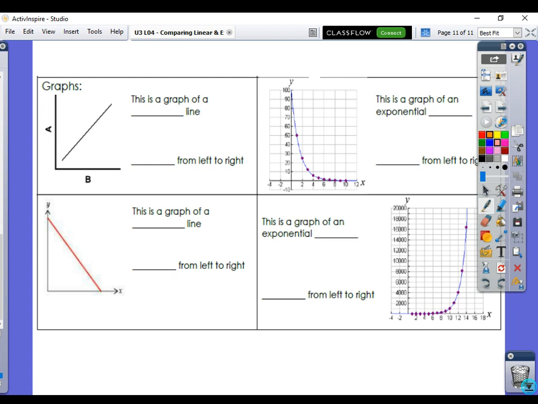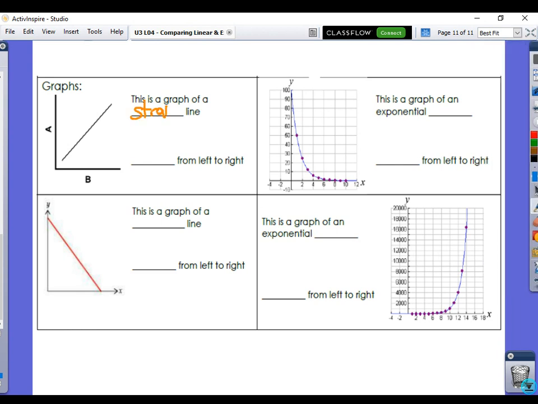So what I want to look at for this component is again to compare the graphs of an exponential function versus a linear function. So linear function is what we're used to. We've been graphing lines now since the beginning of the semester. So really, look at these two, right? This is the graph of a straight line, right?